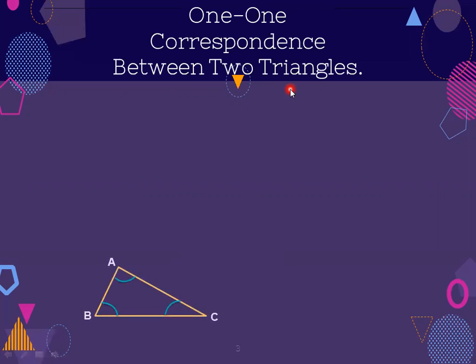Now let's consider this triangle. This is a triangle with the name ABC, and this is another triangle, PQR. Okay, if I check according to their names, this triangle is ABC and this is triangle PQR. So according to name, although they are different triangles, you can establish a one-to-one correspondence between these two triangles. Now how? What does it mean?